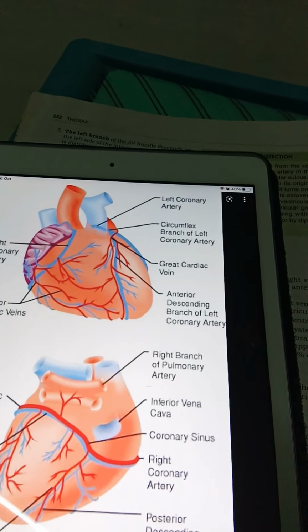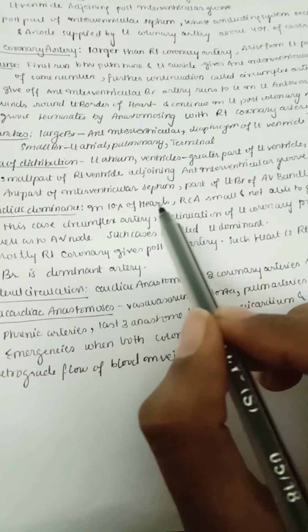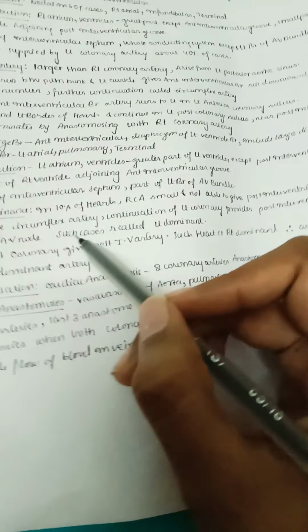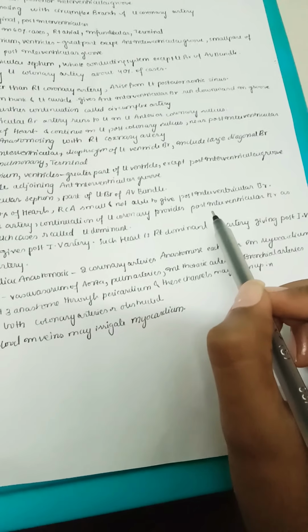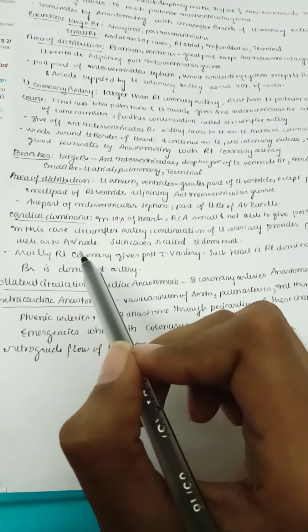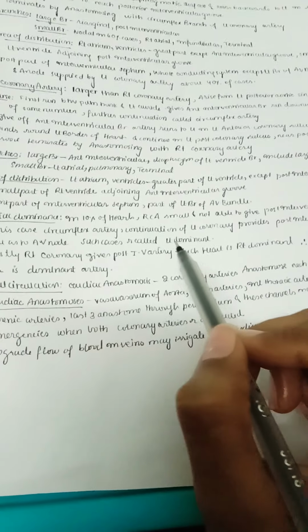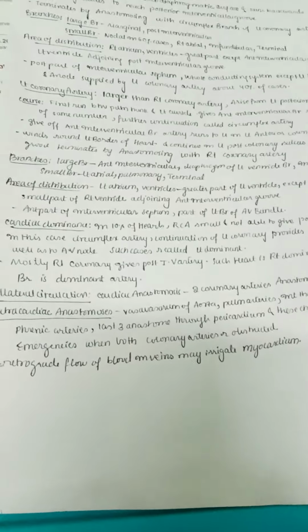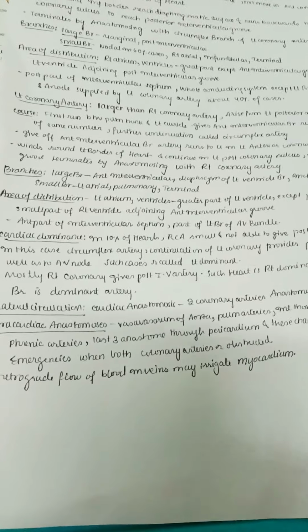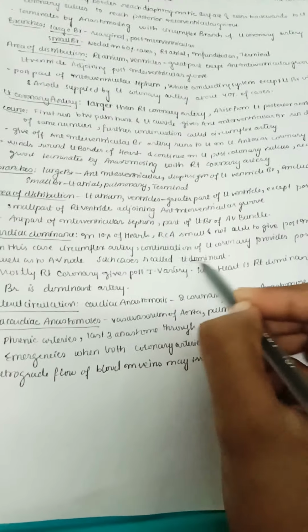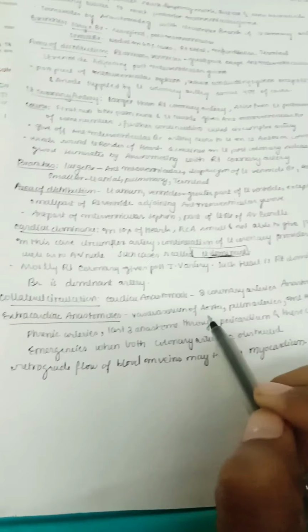Next we will see what cardiac dominance is. Cardiac dominance is seen in 10% of hearts, where the right coronary artery is very small and not able to give the posterior interventricular branch. In this case, the circumflex artery, the continuation of the left coronary, provides the posterior interventricular branch as well as the branch to the AV node. Such cases are called left dominant. So sometimes the right coronary artery is very weak, and in those cases the left coronary artery is more active, so the heart is called left dominant.